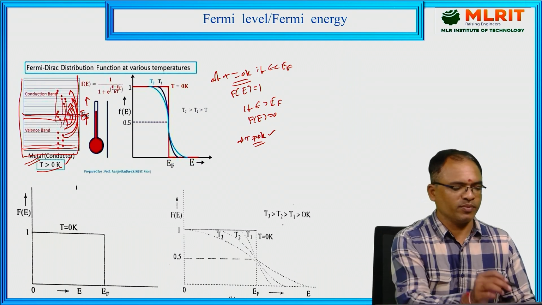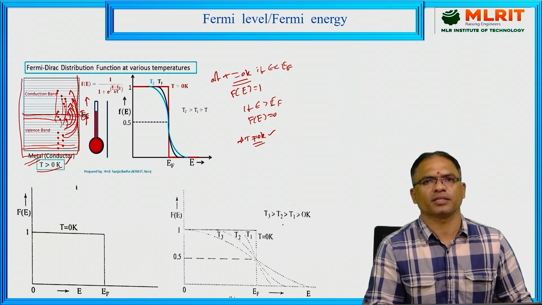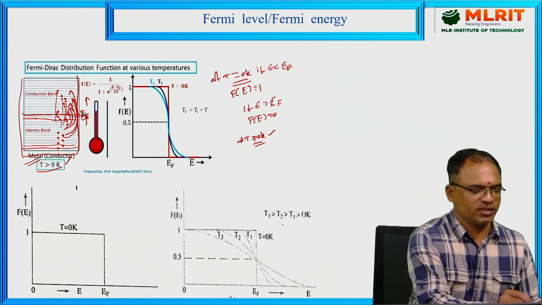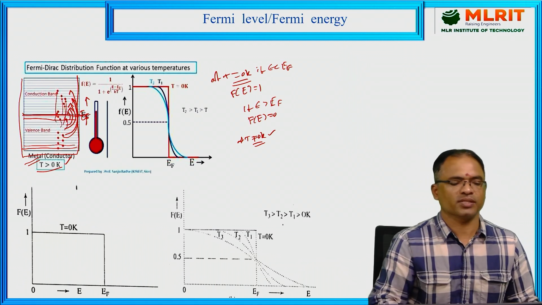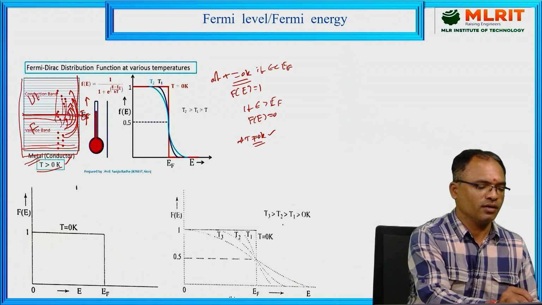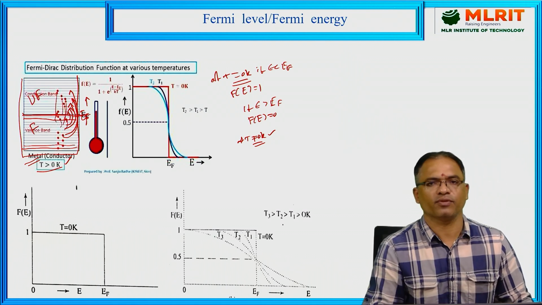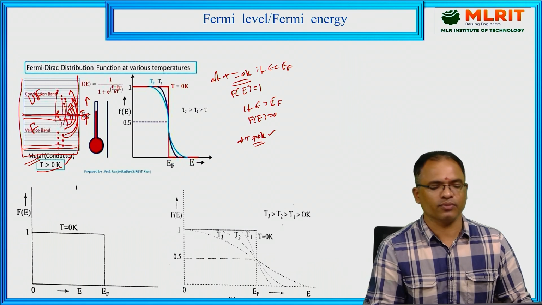From this discussion, we can give one more definition for the Fermi level. The energy level which separates filled and unfilled states is called the Fermi level. This is the level which is separating filled and unfilled states. All these are filled states, all these are unfilled states. That is one more definition for the Fermi level at T equal to 0 Kelvin.